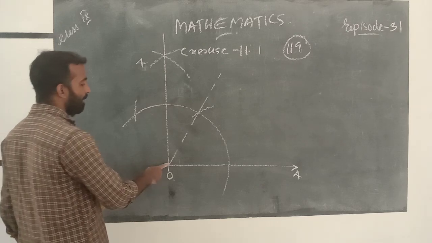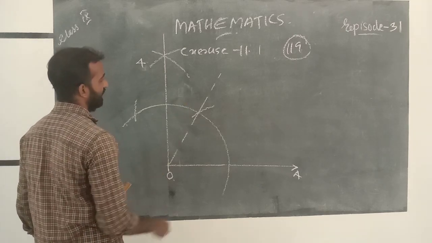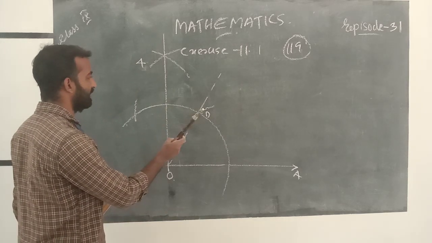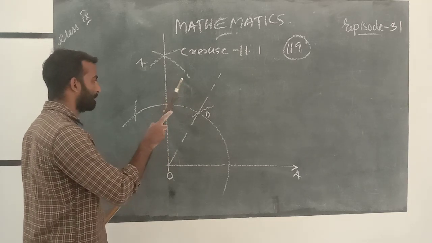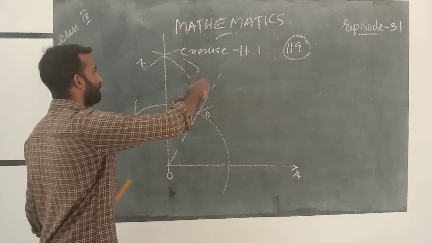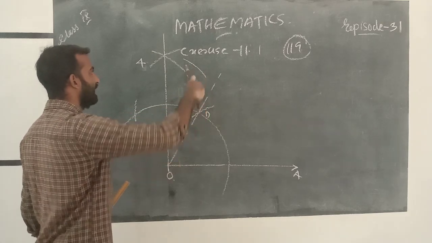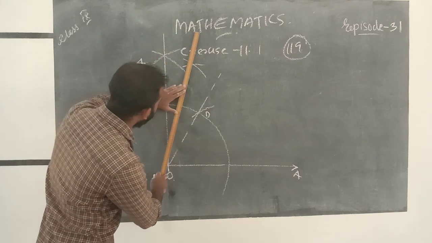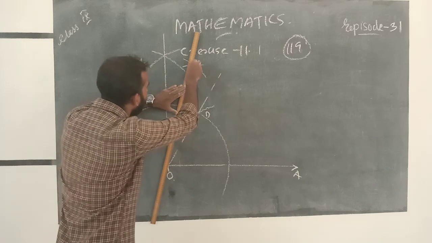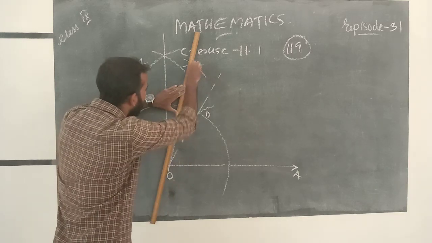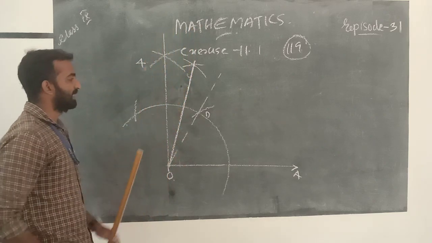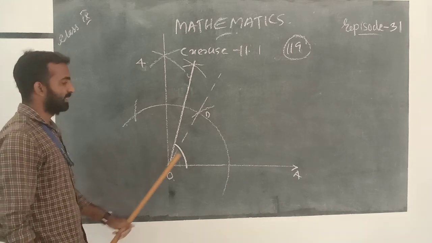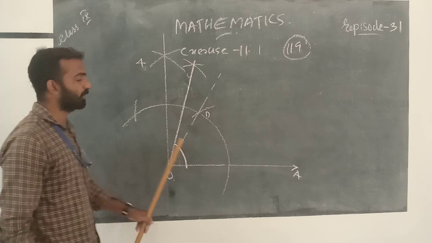So we make the bisector of this angle. We take more than half of the distance between this point and D, and from center D we mark an arc, then we join this to O. This is 75 degrees. This is the required figure.